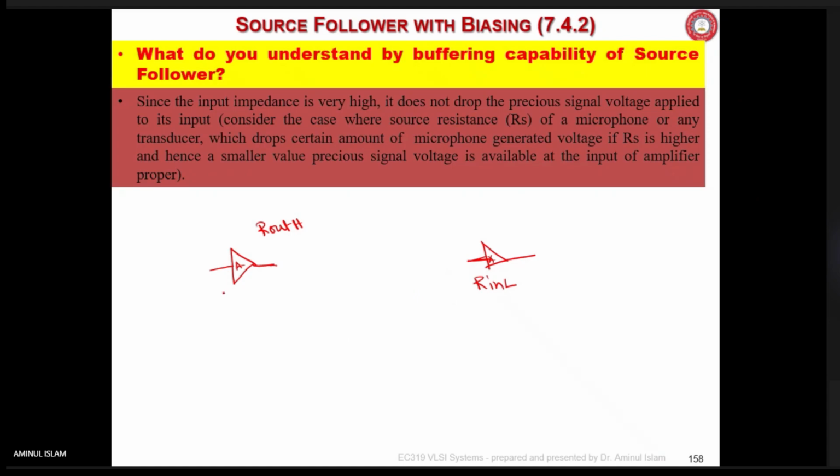This amplifier's output voltage is V out. But this V out is not good enough, and you want to amplify it further. For that, you want to use another amplifier. If you connect this kind of amplifier directly, what is going to happen?